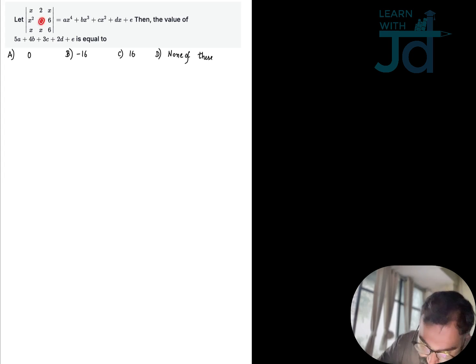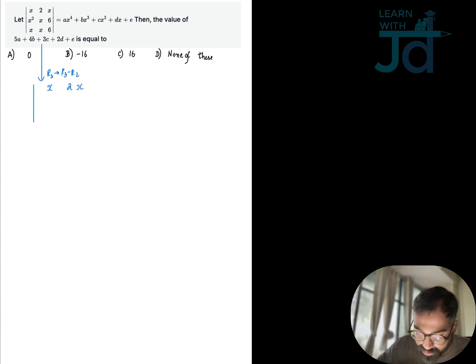तो यहाँ पे मिल रहा है देख, if I subtract anything by the second row or the third row by, I'll transform the third row. Third row is R3 minus R2. तो क्या मिलता है फिर, x, 2x, because first row is intact, second row is also intact because we are transforming the third row. Now row 3 is what, x, तो x minus x square आएगा. Okay, तो x minus x square, and x minus x is 0, and 6 minus 6 is 0.